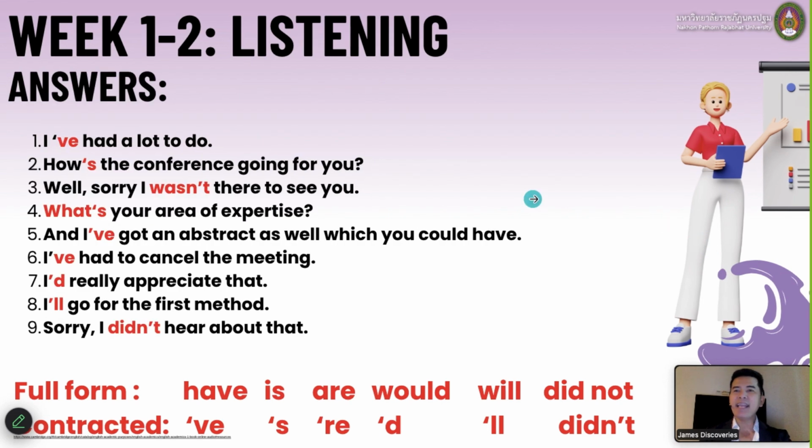Great. Number 1, I've had a lot to do. Number 2, how's the conference going for you? Number 3, well, sorry I wasn't there to see you. Number 4, what's your area of expertise? Number 5, and I've got an abstract as well, which you could have. Number 6, I've had to cancel the meeting. Number 7, I'd really appreciate that. Number 8, I'll go for the first method. Number 9, sorry, I didn't hear about that.